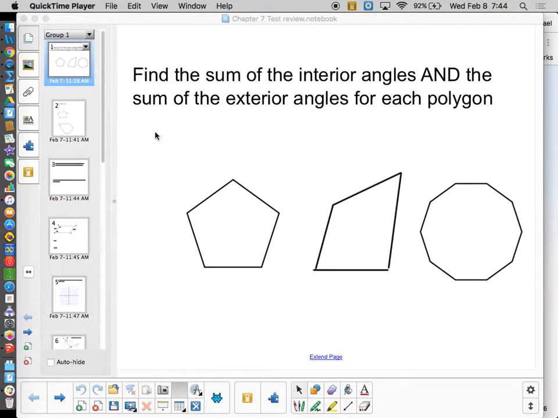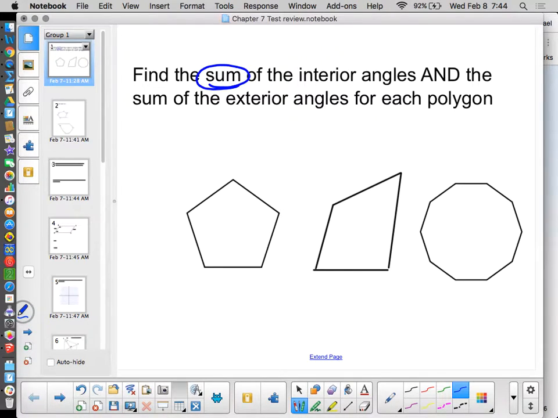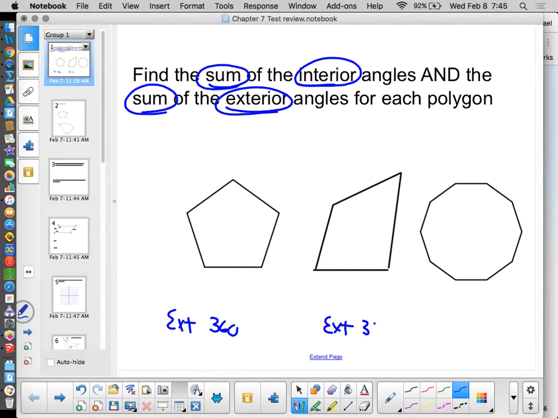Minor setbacks. So we need to find the sum of the interior and the sum of the exterior. Not each interior, not each exterior. You've got to read the question, or you're going to make the mistake. What's the sum of the exteriors always? 360. There's no work to be done there.